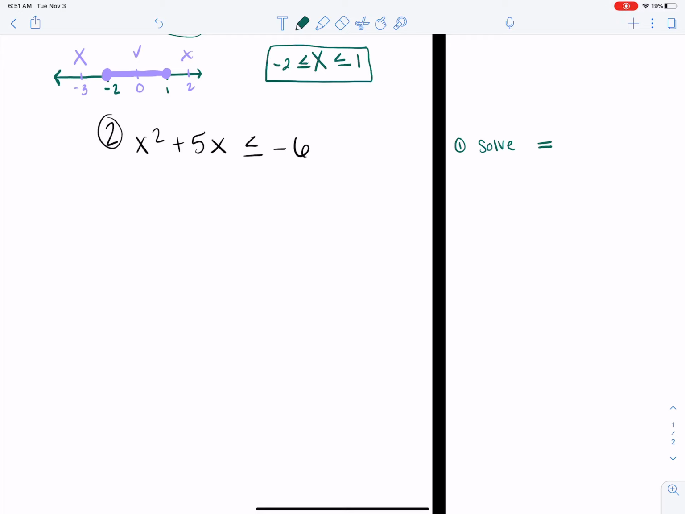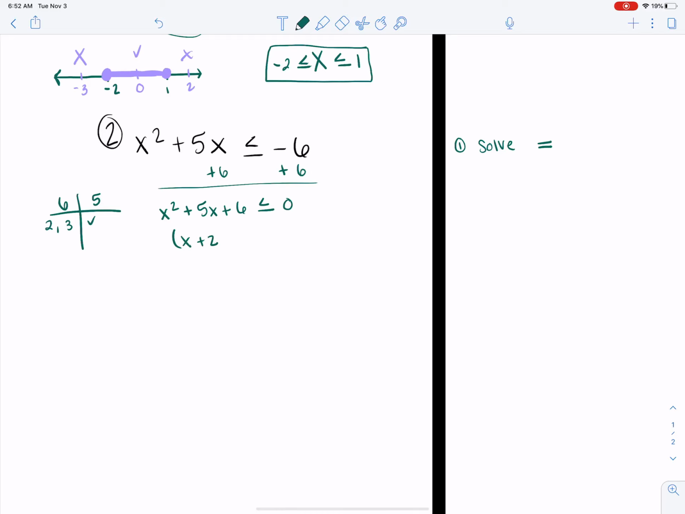I'm going to use factoring again, and the first step in factoring is make it equal to 0. So I'm going to move the 6. So x squared plus 5x plus 6 is less than or equal to 0. Okay, so I need two numbers that will multiply to a times c, 1 times 6 is 6, and add to b, which is 5. So 2 and 3. So x plus 2, x plus 3.